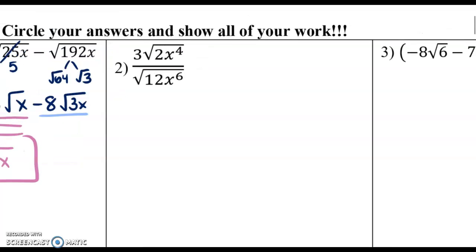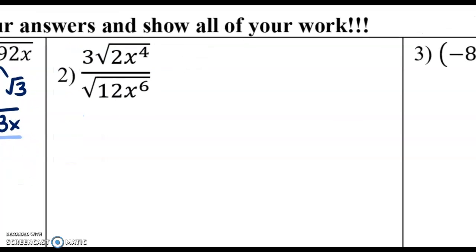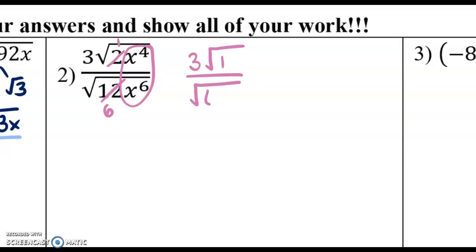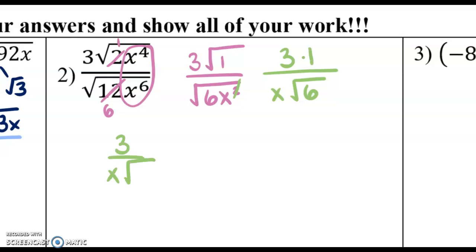Moving on to the next problem. The first thing that I would do, honestly, guys, is go through and try and simplify as much as possible. So 2 and 12, they're both reduced by 2. That gives me 6 there. And the same thing here with the x to the 4th and the x to the 6th. That leaves me with the square root of 1 on the top, and the bottom becomes 6, and then simplifying x squared, this cancels and leaves me with an x on the outside with my root 6 left on the inside of the denominator. The square root of 1 is just 1, and 3 times 1 is obviously just the 3 up there at the top.